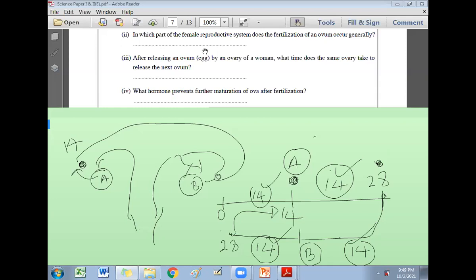Because alternatively the eggs are released from this side, say the right side, this is the right ovary, and this is the left ovary. Again, the egg is released from the right ovary after 56 days. I have put the numbers: for A to 28, 14 days. Then from the 28th day to the ovary B, 14 days. Next cycle, again 14 days, and then again 14. So I have given the cycle like this. The answer will be 56 days.